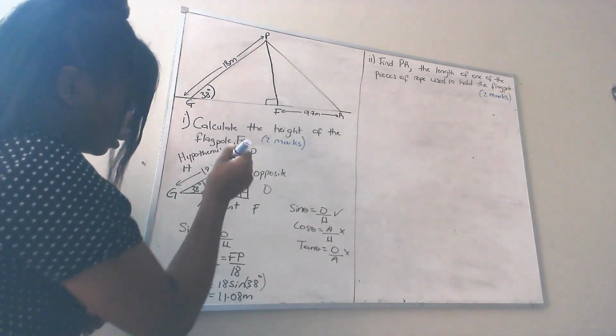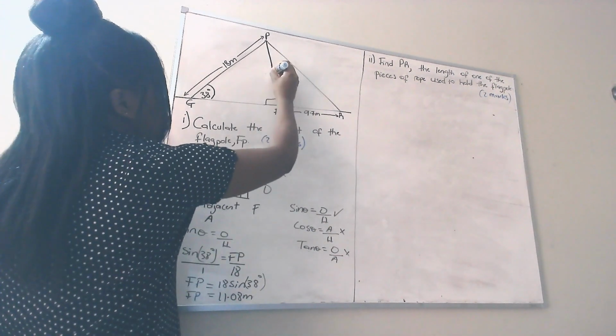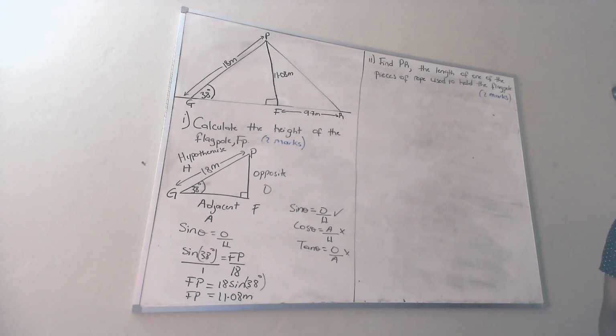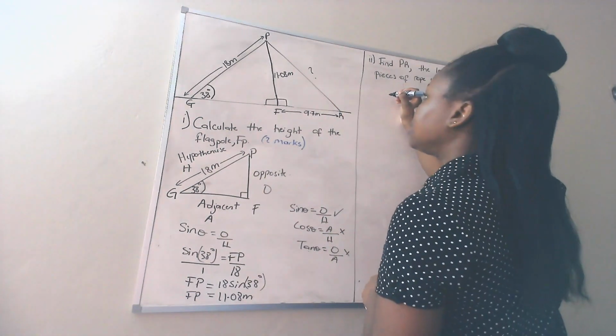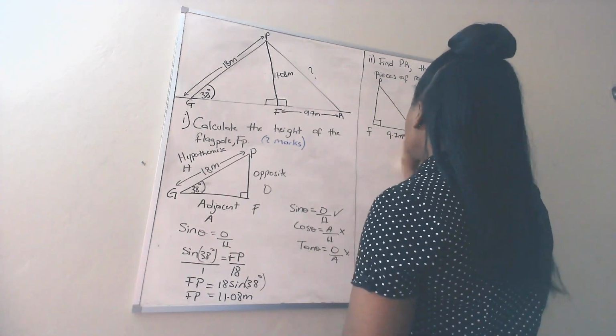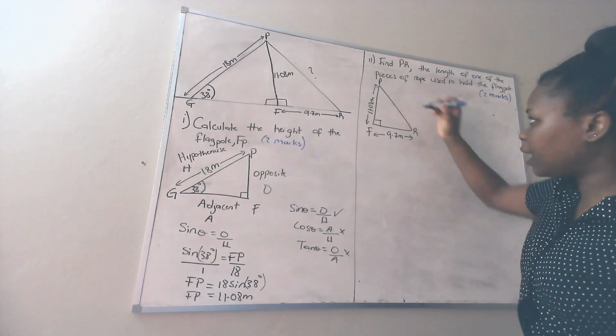Let's now move on to the second part of this question. Since we know that FP is 11.08, we can put it here: 11.08 meters. So the second part, we're asked to find PR. We need to find this side PR. So let's cut it out. We need to find this side.